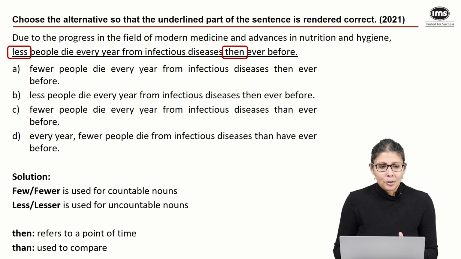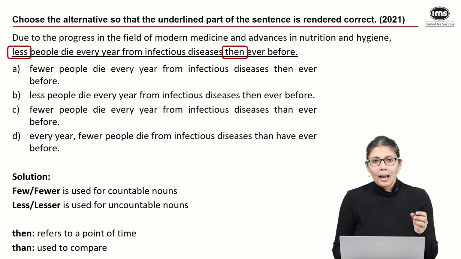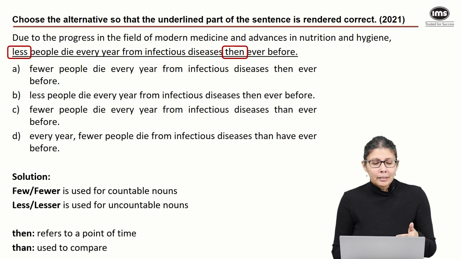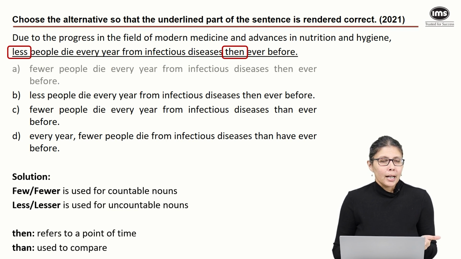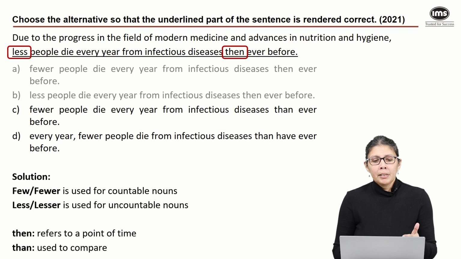Let's take a look at our options. Now, the first option has the word fewer, but it also uses the word then instead of than. So that cannot be our answer. Option B says less people. This is a problem on its own. This cannot be our answer. Option C says fewer people die every year from infectious diseases than ever before. So it has corrected the two original errors.